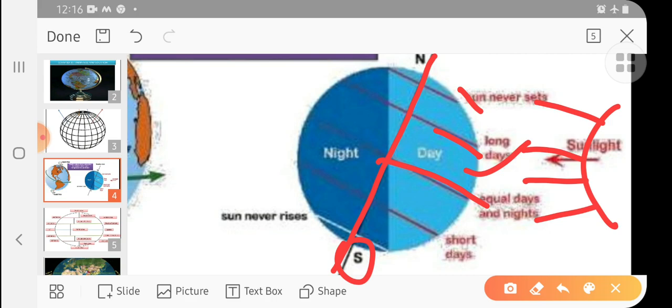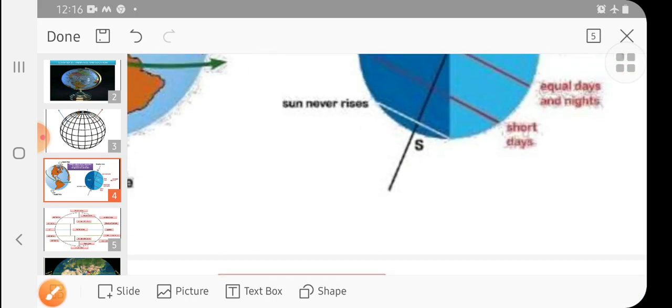So you have learned in junior classes about summer solstice and winter solstice: where the sun rays reach, the day is observed, meaning 6 months of days are there. When the sun rays do not reach, there are 6 months of nights. We proceed to the next one.